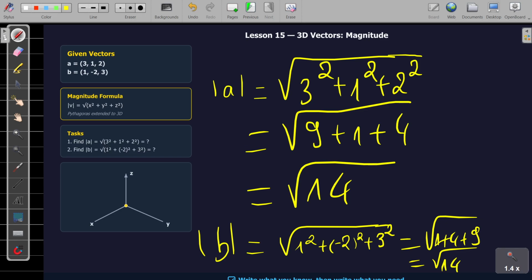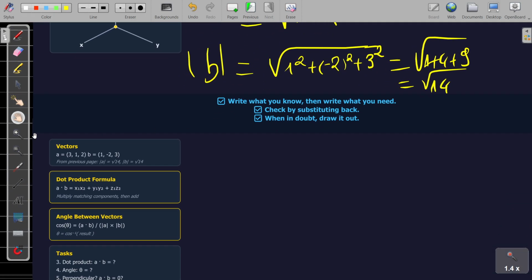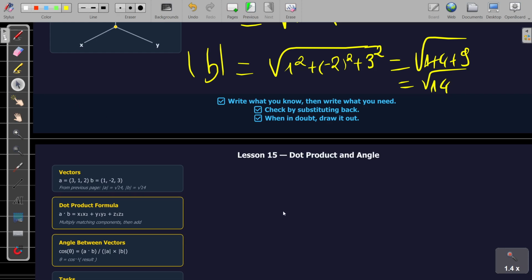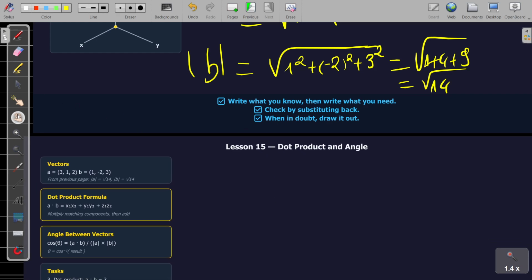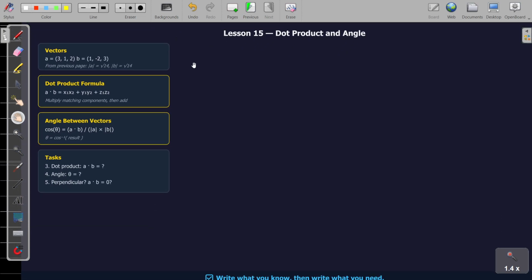So that's for magnitude. What I want you to continue is look also at the dot product and the angle. This is going to be a little bit sophisticated here. So we know from our previous page that the magnitude of A and B for both these vectors is square root of 14.